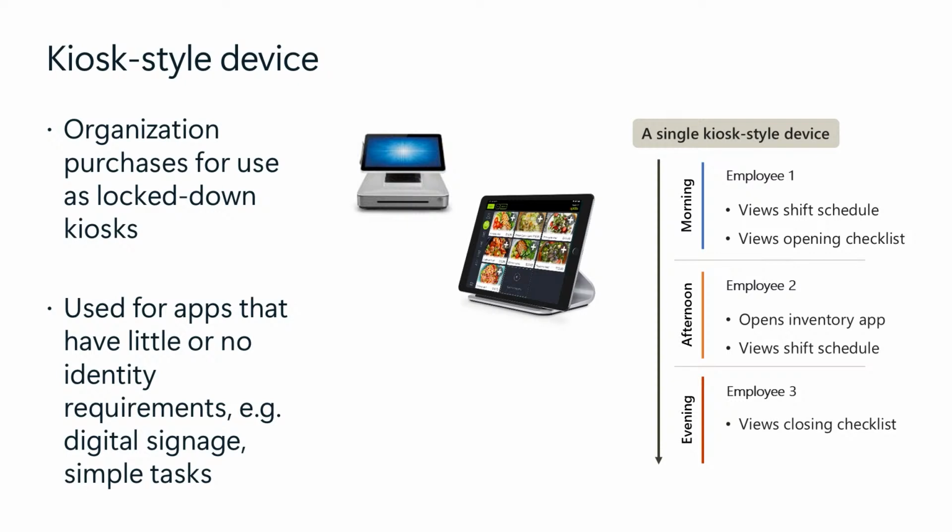These devices are usually used with apps that don't have a lot of identity requirement, and these apps tend to be for showing very specific and curated information. An example would be digital signage or a price checker in a grocery store. These apps usually show information that doesn't require user identity or login.